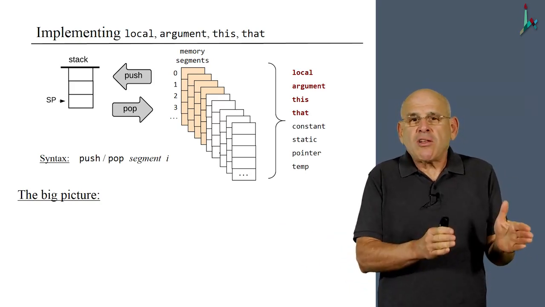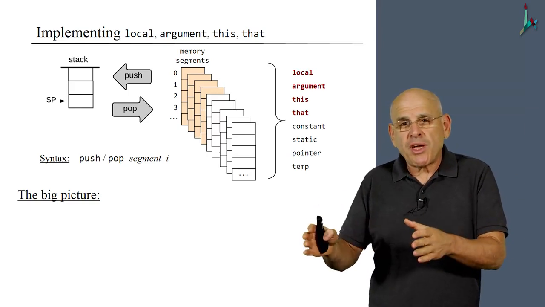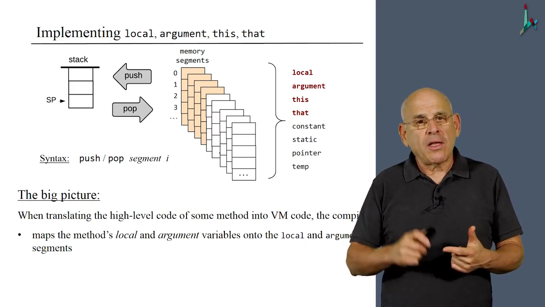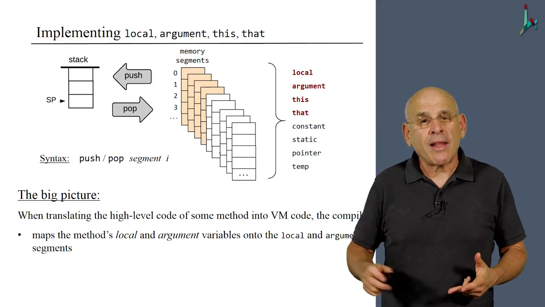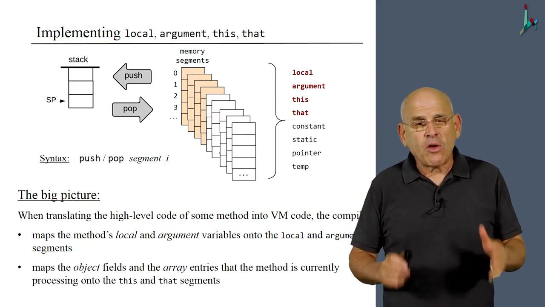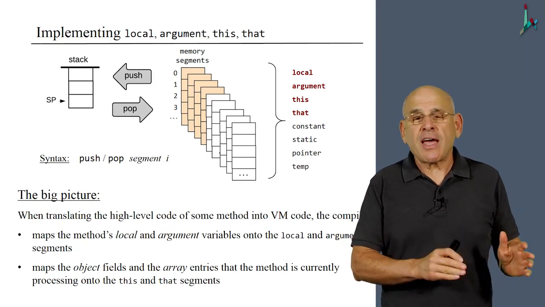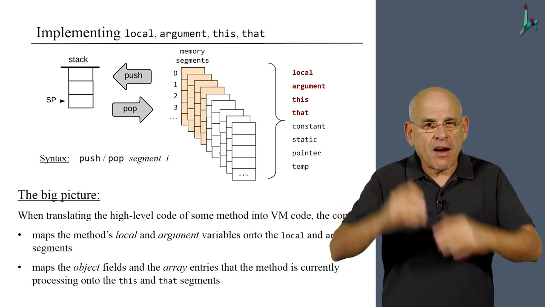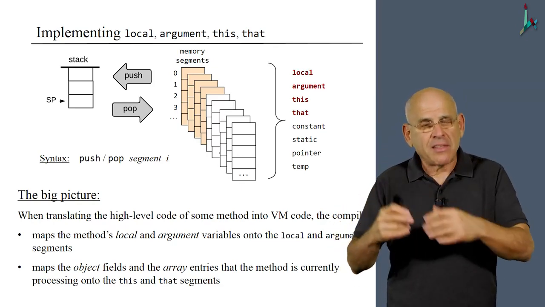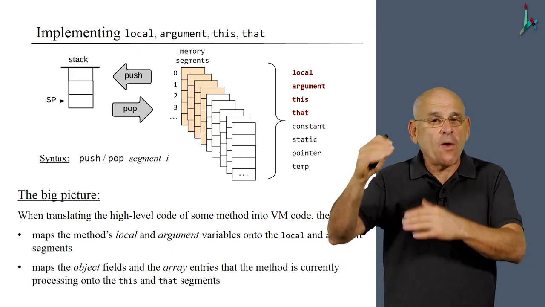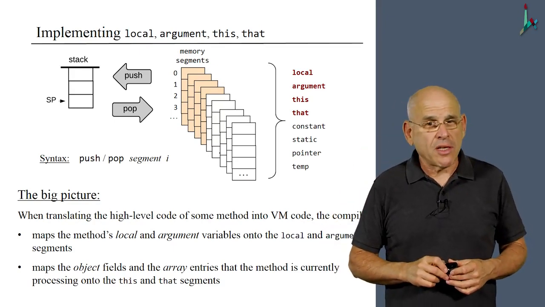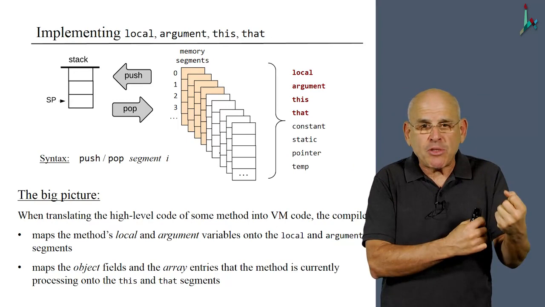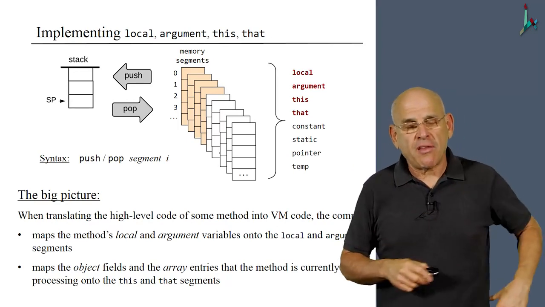So when we translate this logic into the world of the virtual machine, we have to preserve all this semantics. Well, we do this with the local and argument memory segments, as well as with 2 other segments that we call this and that. The this segment stores the member variables, or the values of the fields of the current object, and the that segment stores the values of the array that the current method may be processing. So basically, we are using these 4 segments in order to capture this semantics also at the VM level.